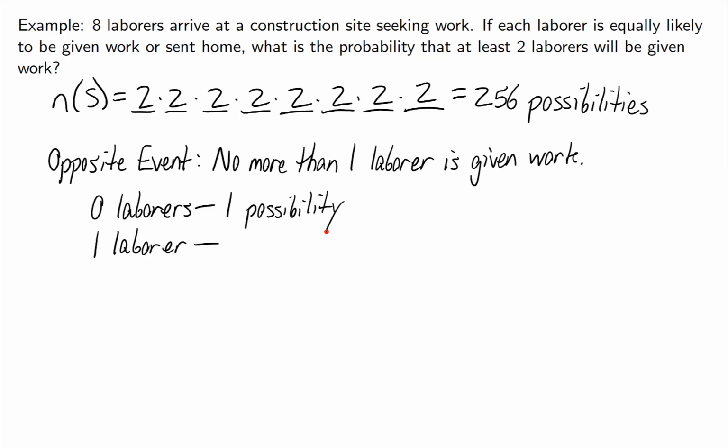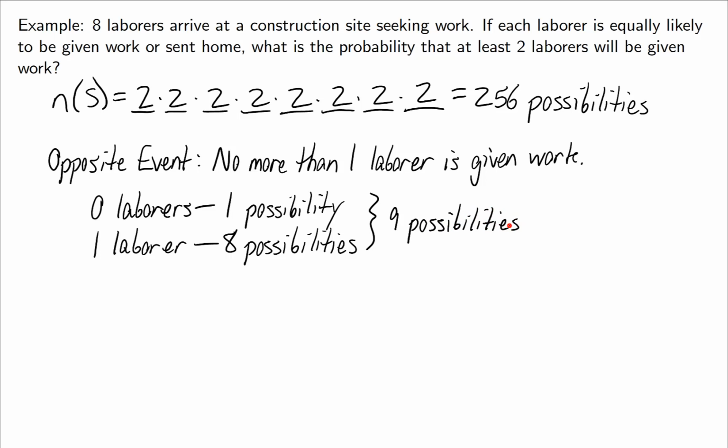Now, how about 1 laborer? 1 laborer is more so the question of who is on the job site. Remember, 8 showed up seeking work, but only 1 got work. Well, that is going to leave us with 8 possibilities. It's not a question of how many are there, but who is there. There are 8 different ways to have 1 person. It's the person who's there. So when we put that together, we see that our opposite event is 9 possibilities.